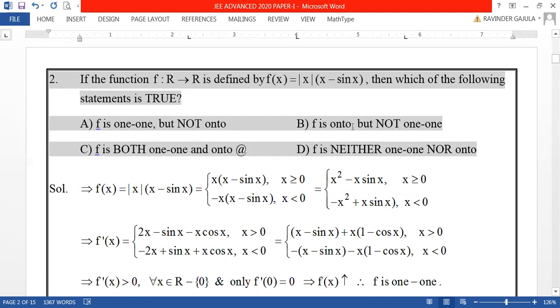Option B: f is onto but not 1-1. Option C: f is both 1-1 and onto, whereas option D: f is neither 1-1 nor onto. Therefore, it is very clear that we are asked to examine whether the function is 1-1 and onto. We have to verify whether the function is 1-1 or onto.